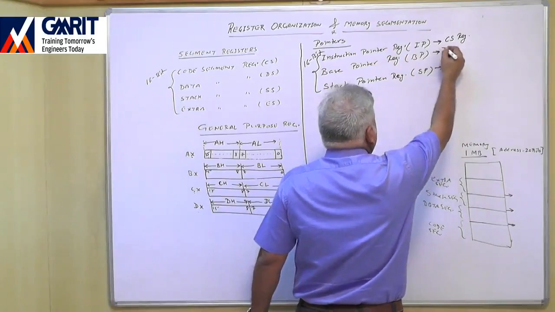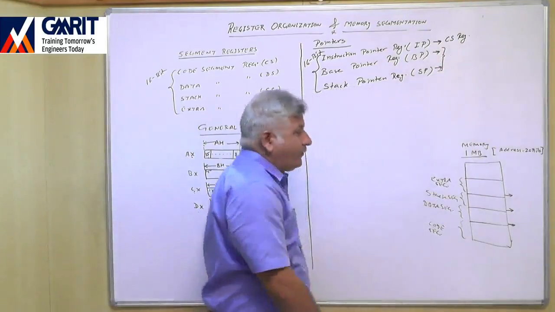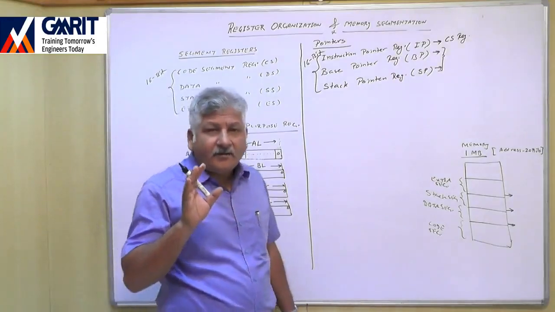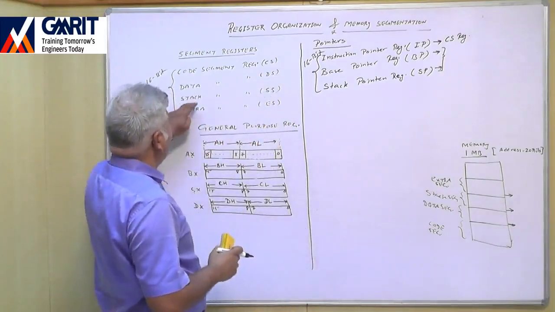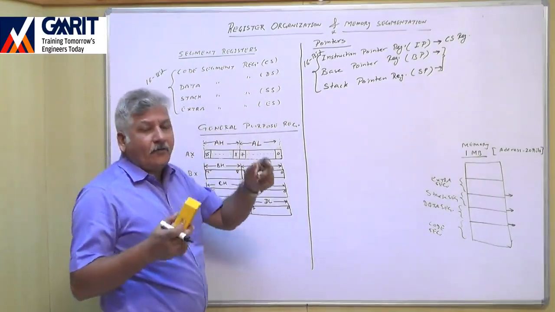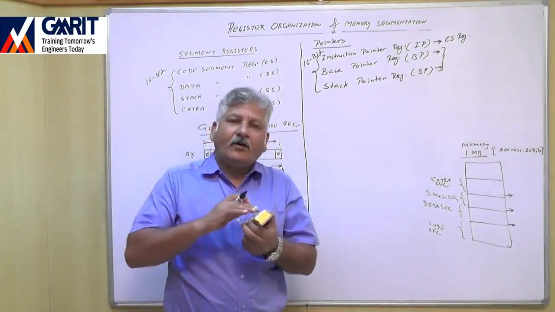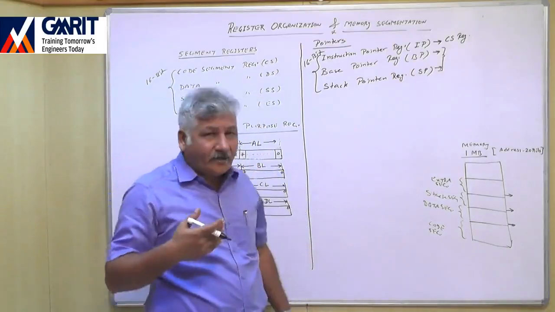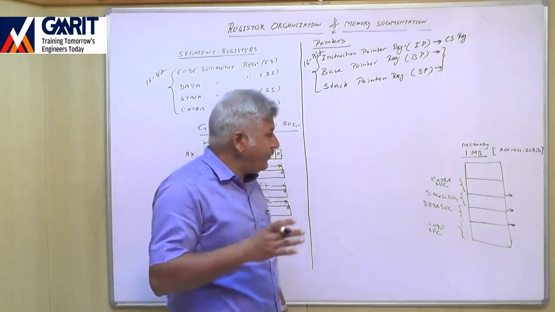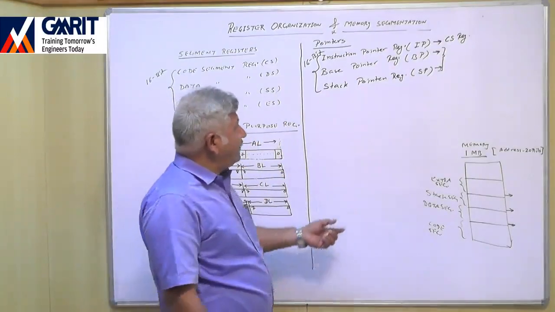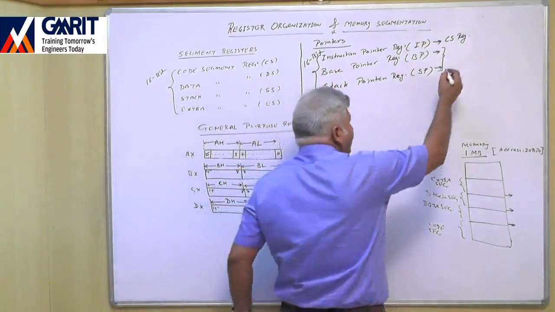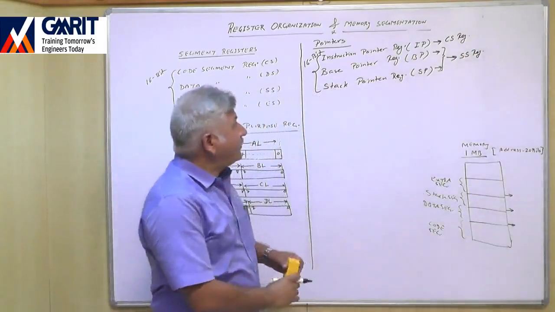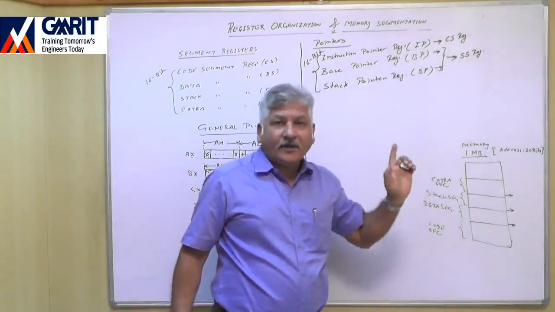Now base pointer and stack pointer, these two pointers are associated with the stack segment register for the calculation of the 20-bit physical address of the data inside the stack segment. How that calculation will be done, we will discuss in another lecture. But right now you just understand this: base pointer and stack pointer registers are always associated with the stack segment register, and instruction pointer is always associated with the code segment register.